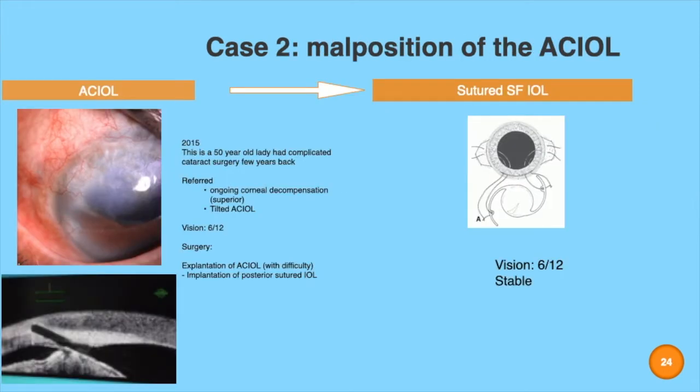This is another case of a 50-year-old lady who had complicated cataract operation a few years back. On follow-up, she was noted to have superior corneal decompensation with a tilted ACIOL. Vision was still quite good. When we did the anterior segment OCT, we found that the ACIOL was entrapped in the limbal wound. Explantation was done and we implanted the sutured SFIOL. Vision was back to 6/12 a few months after surgery.